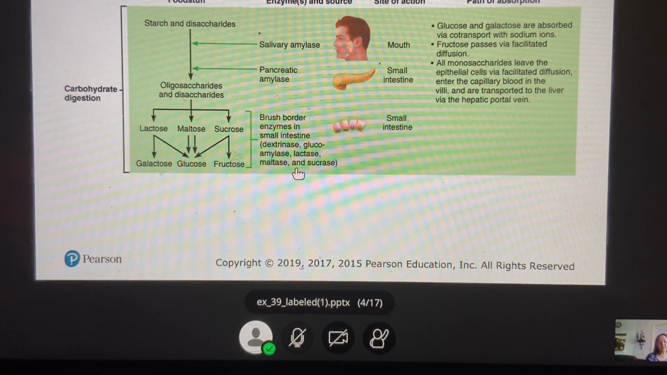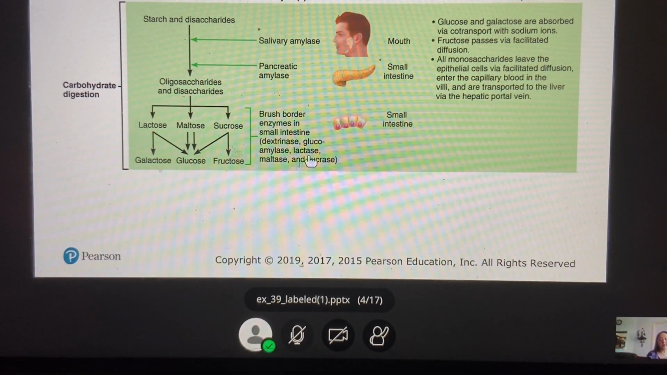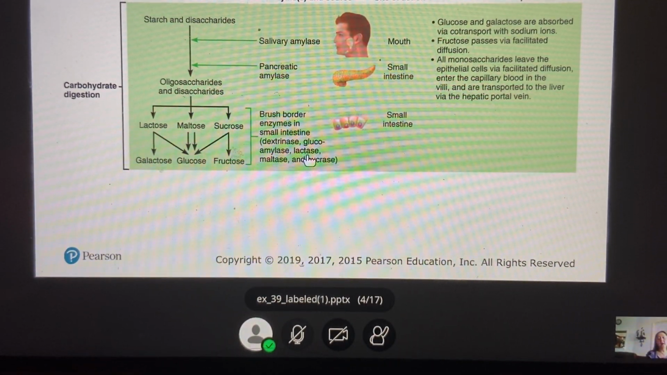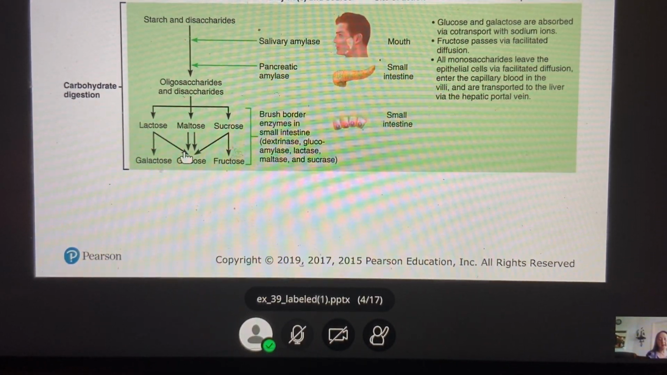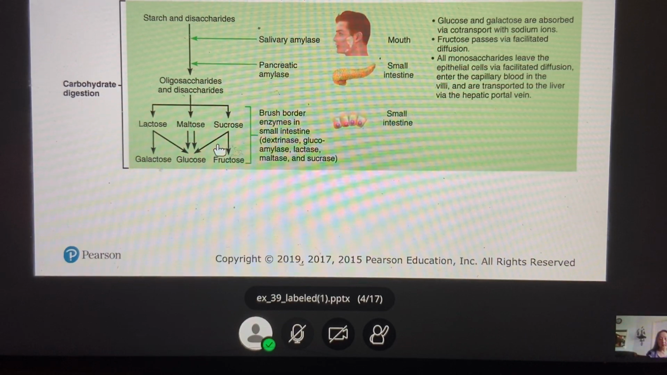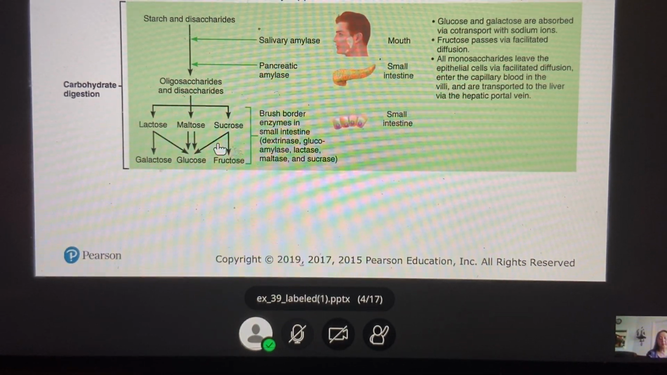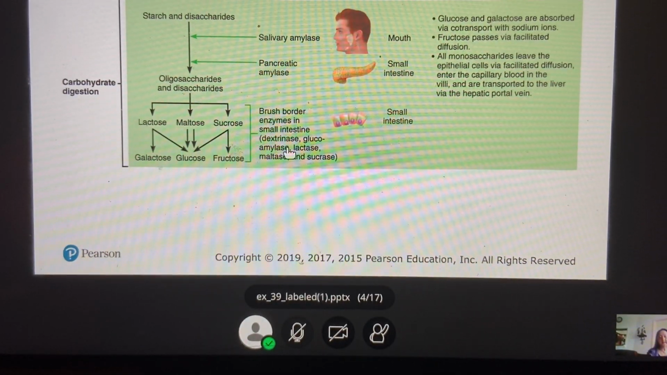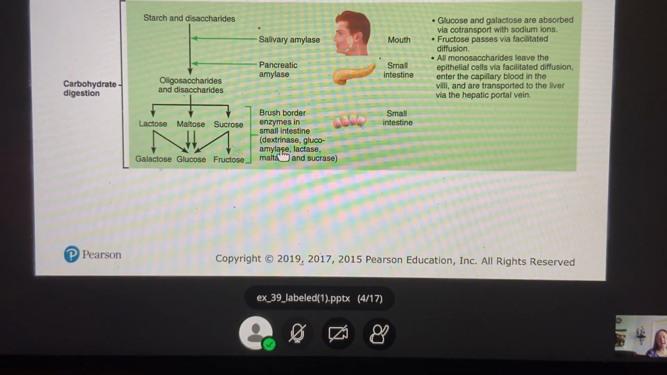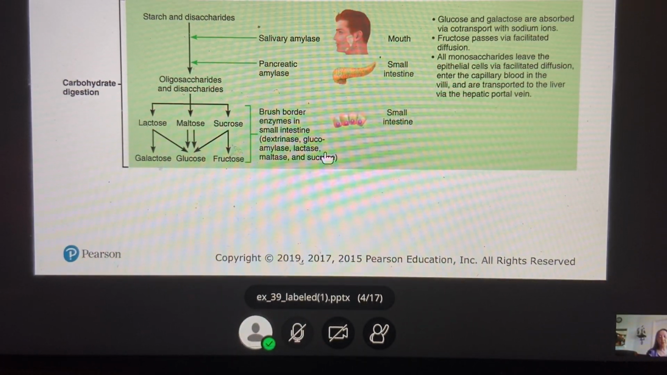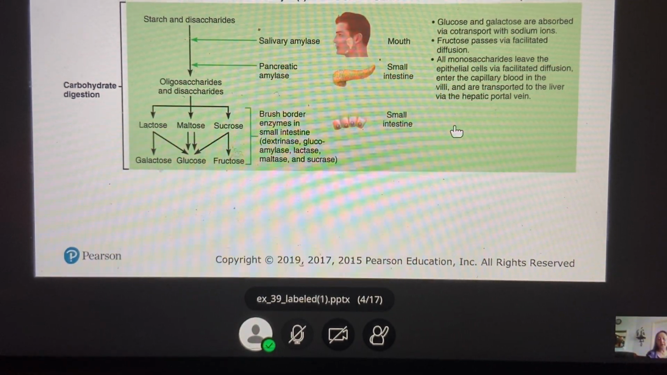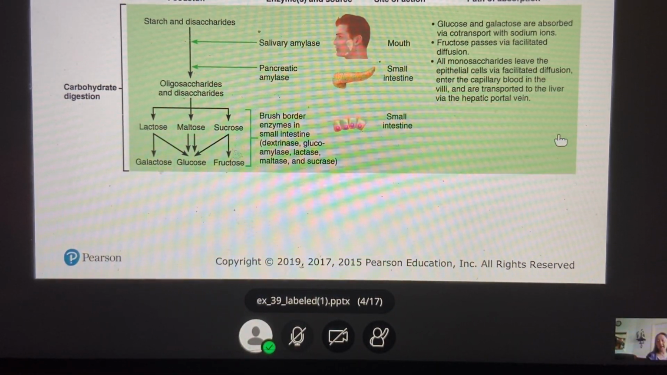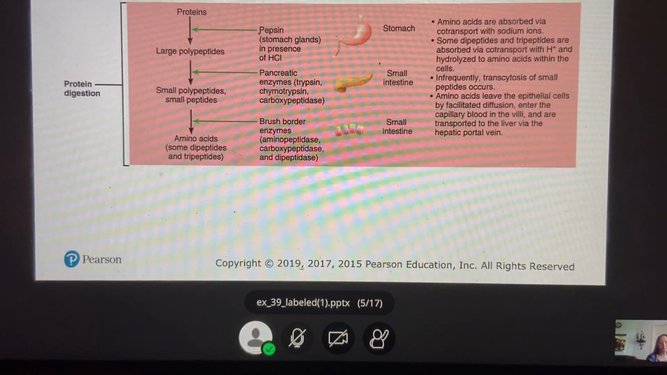Maltose, the -ase endings, these are the enzymes that will dissolve whatever is in the brush border of the small intestines. So all of these, amylase, lactase, maltase, sucrase, are the enzymes that will help in the absorption of carbohydrates. Okay, next.